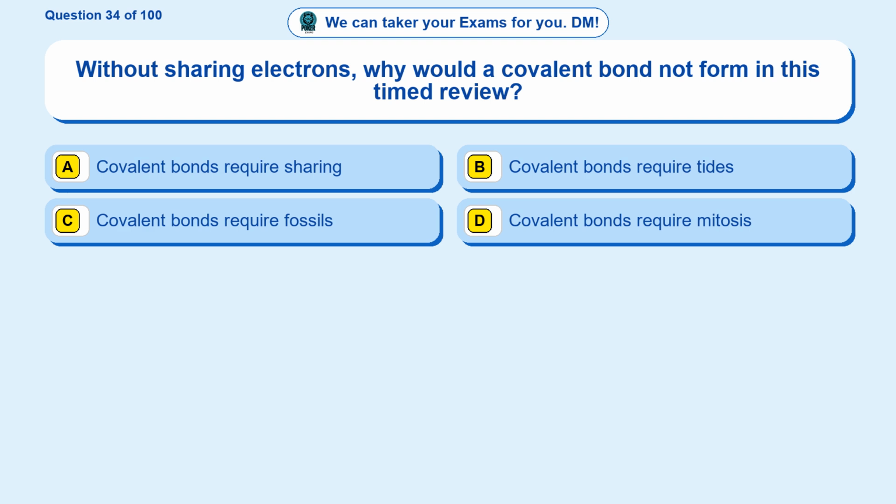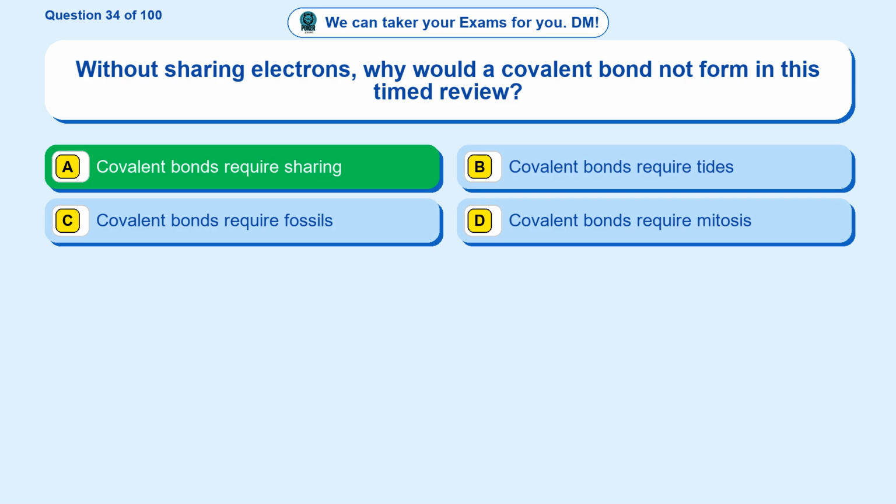Question 34. Without sharing electrons, why would a covalent bond not form in this timed review? Option A, covalent bonds require sharing. Option B, covalent bonds require tides. Option C, covalent bonds require fossils. Option D, covalent bonds require mitosis.